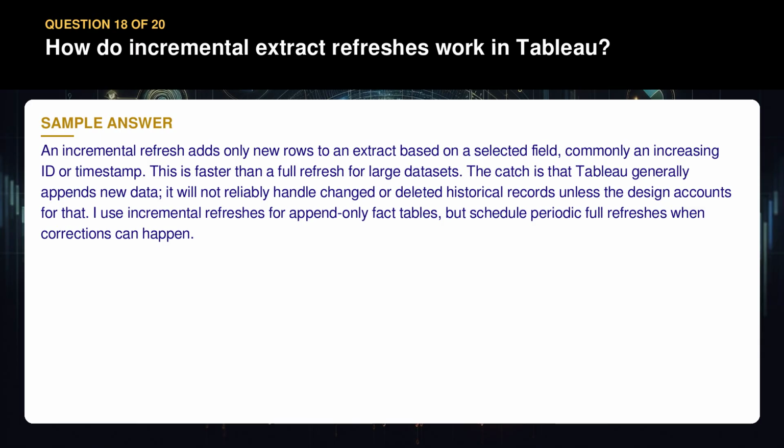An incremental refresh adds only new rows to an extract based on a selected field, commonly an increasing ID or timestamp. This is faster than a full refresh for large datasets. The catch is that Tableau generally appends new data. It will not reliably handle changed or deleted historical records unless the design accounts for that. I use incremental refreshes for append-only fact tables, but schedule periodic full refreshes when corrections can happen.